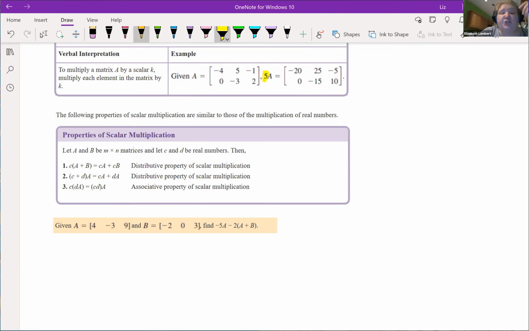So here I have 2 row matrices. They are the same dimension, so I can add and subtract, play with these just fine. And if I multiply them by a scalar, it's not going to change the dimensions, the order. It will still be a row with 3 entries, a 1 by 3. So we have -5 times A. Then we have -2 times A plus B. So let's start with A plus B, since that is the innermost thing.